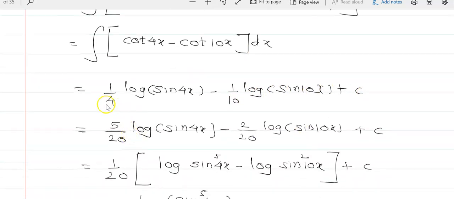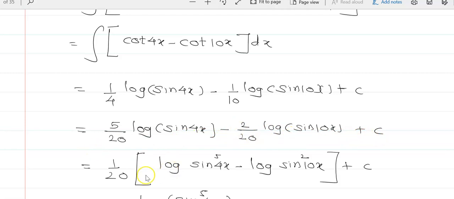What is the LCM of 4 and 10? We can write our answer in another fashion. The LCM of 4 and 10 is 20. Therefore, 1 by 4 can be written as 5 by 20. So we get 5 upon 20 log of sin of 4x minus 2 upon 20 log of sin of 10x plus c.